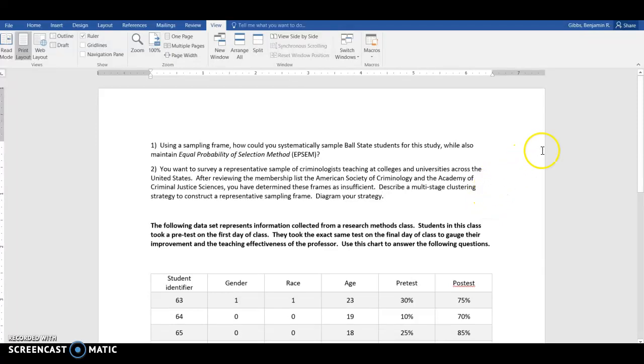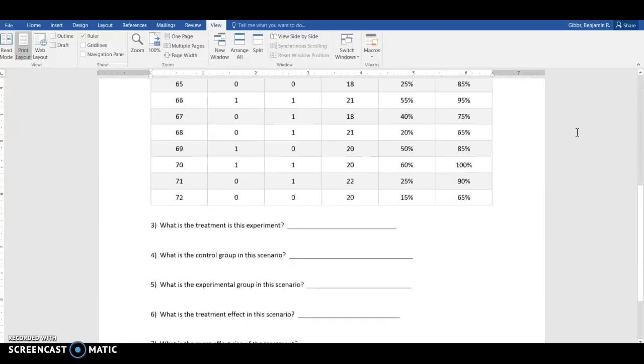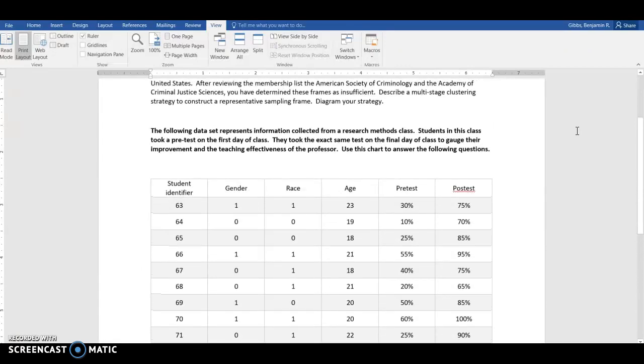Okay, hello again. As I stated at the end of the last lecture, I wanted to go over the experimental design assignment. I do apologize first. Looking at questions 1 and 2, you should have referenced chapter 8 for those particular questions, so we'll get to those in a little bit. I want to first go over the chart and questions 3 through 7.